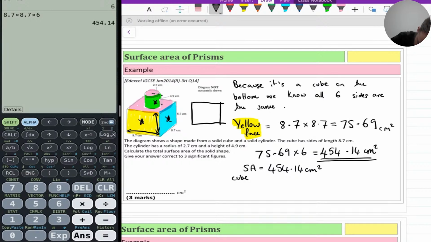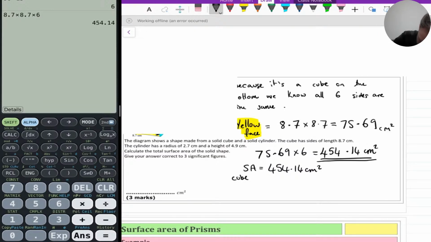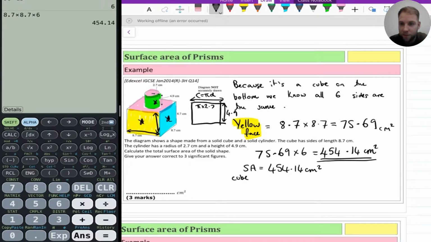We know that the height of this is going to be equal to that 4.9. And when we did the cylinders, we knew that the width of that rectangle is equal to the circumference of it. So this is equal to the circumference, which is equal to pi times d. And d is equal to 70.2, so it's going to be pi times 2.7 for that width there.